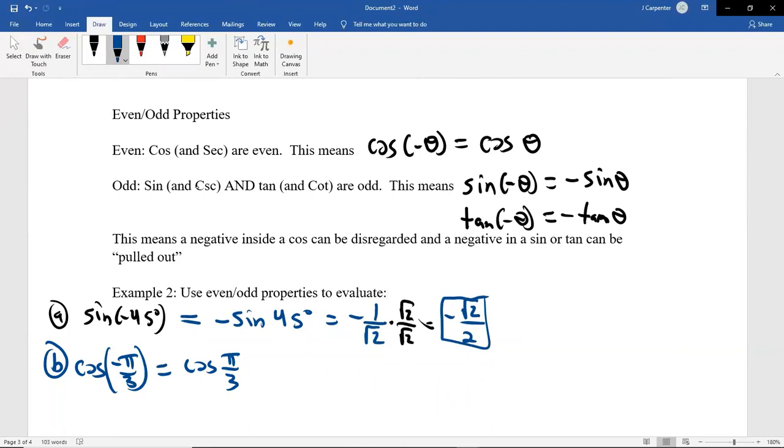Essentially, this is because cosine is based on the x-coordinate, and when you're going right, it doesn't matter whether you went up or down, you went right either way. Sine is kind of the opposite. When you go up or down, it definitely matters whether you went left or right.